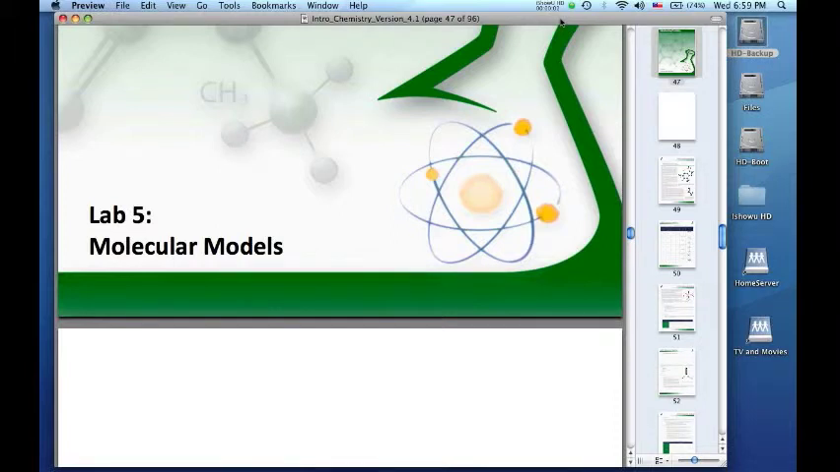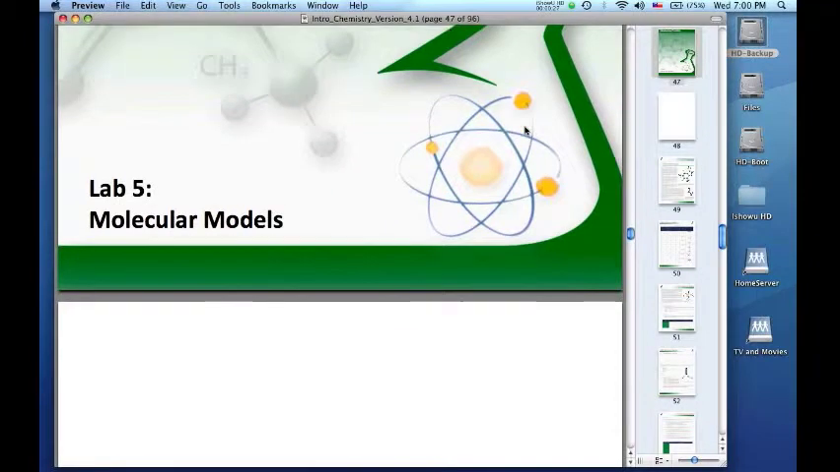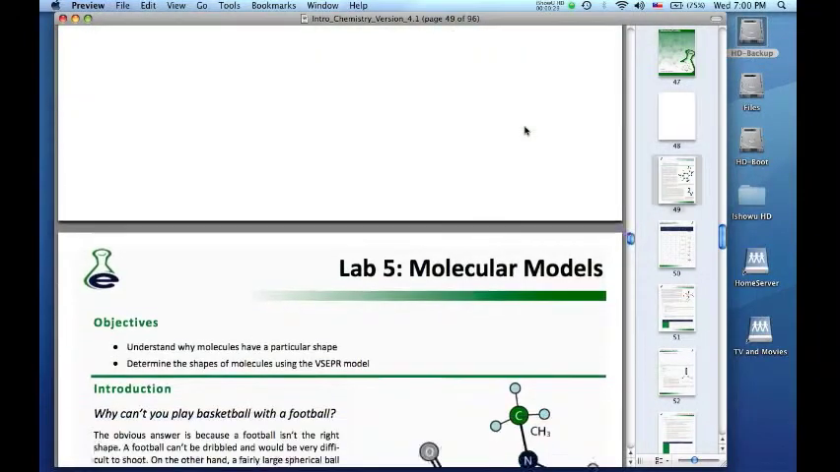Here's the prelab for Lab 5, molecular models, and a model is a representation. Here the models are much bigger than atoms. You can't see atoms and molecules. Well, at least most molecules you can't see. You might be able to see a perfect diamond, but those are very rare. But you won't be able to see the individual atoms. So we're using these clay models to model the atoms.